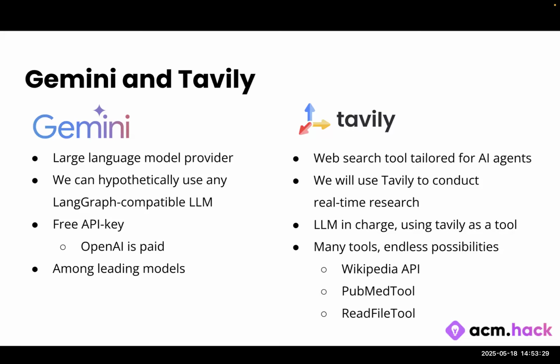Also, we're going to be using Pabbly in this workshop specifically, but there are so many different tools. Just to name a few, you could give a Wikipedia API to one of your agents, so you can use Wikipedia as a tool. A PubMed tool, for example, for medical research, or a read file tool if you want to input files. So the opportunities here are basically endless.